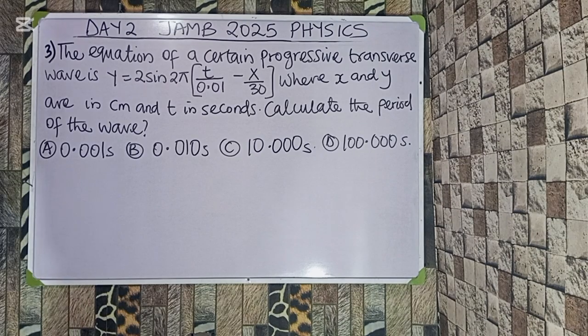The equation of a certain progressive transverse wave is y equals 2 sine 2 pi bracket t over 0.01 minus x over 30, where x and y are in centimeter and t is in seconds. Calculate the period of the wave. We have the following options. Option A 0.001 seconds. Option B 0.010 seconds. Option C 10.000 seconds.